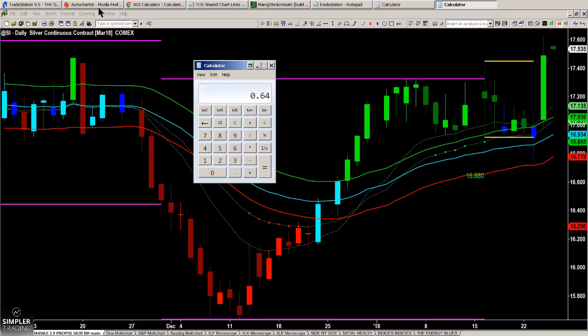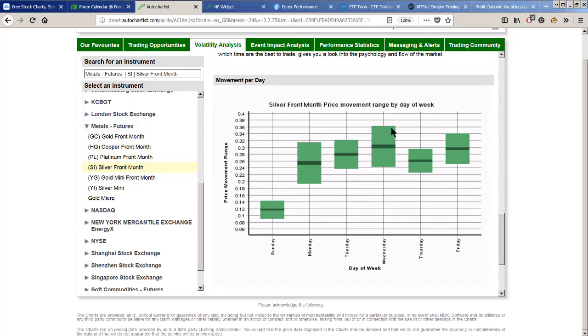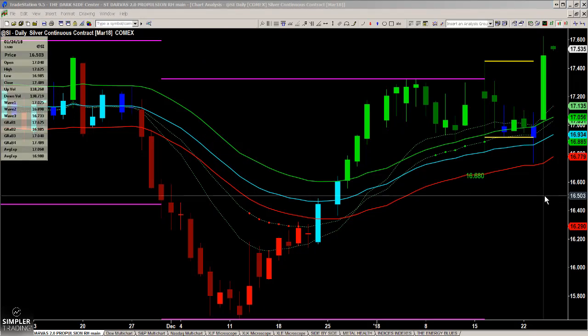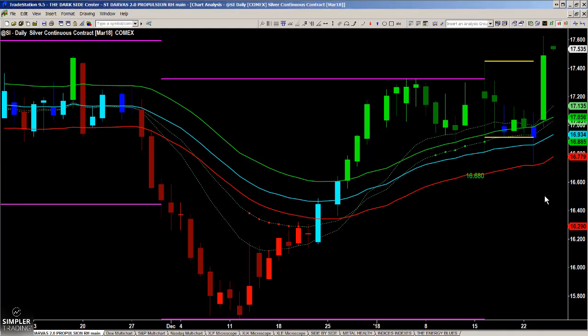So I go back over here, and what do I know about this market? 0.36 is the typical price movement range, and today I got 0.64. So that's pretty dramatic. Looking at the high of 17.62 to the low of 16.98, right away we know, okay, this is not a typical day. We're absolutely starting to trade above normal.